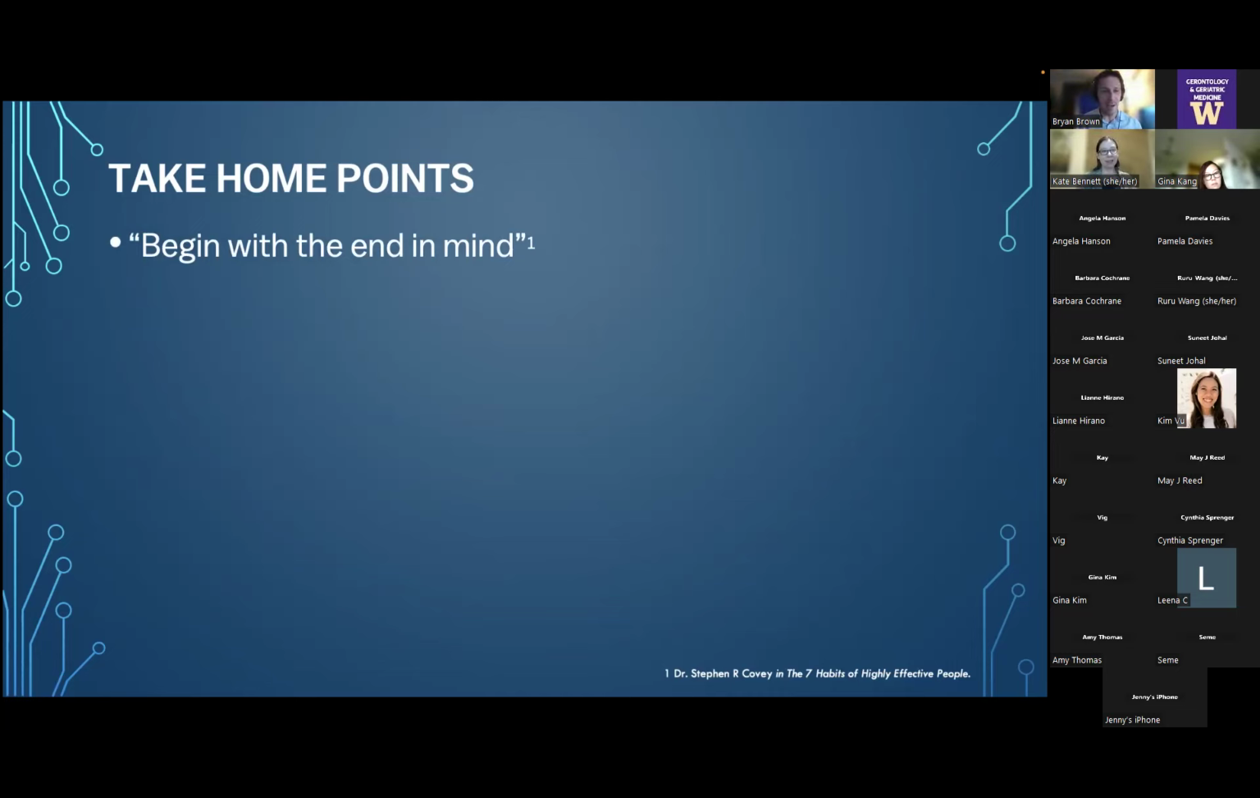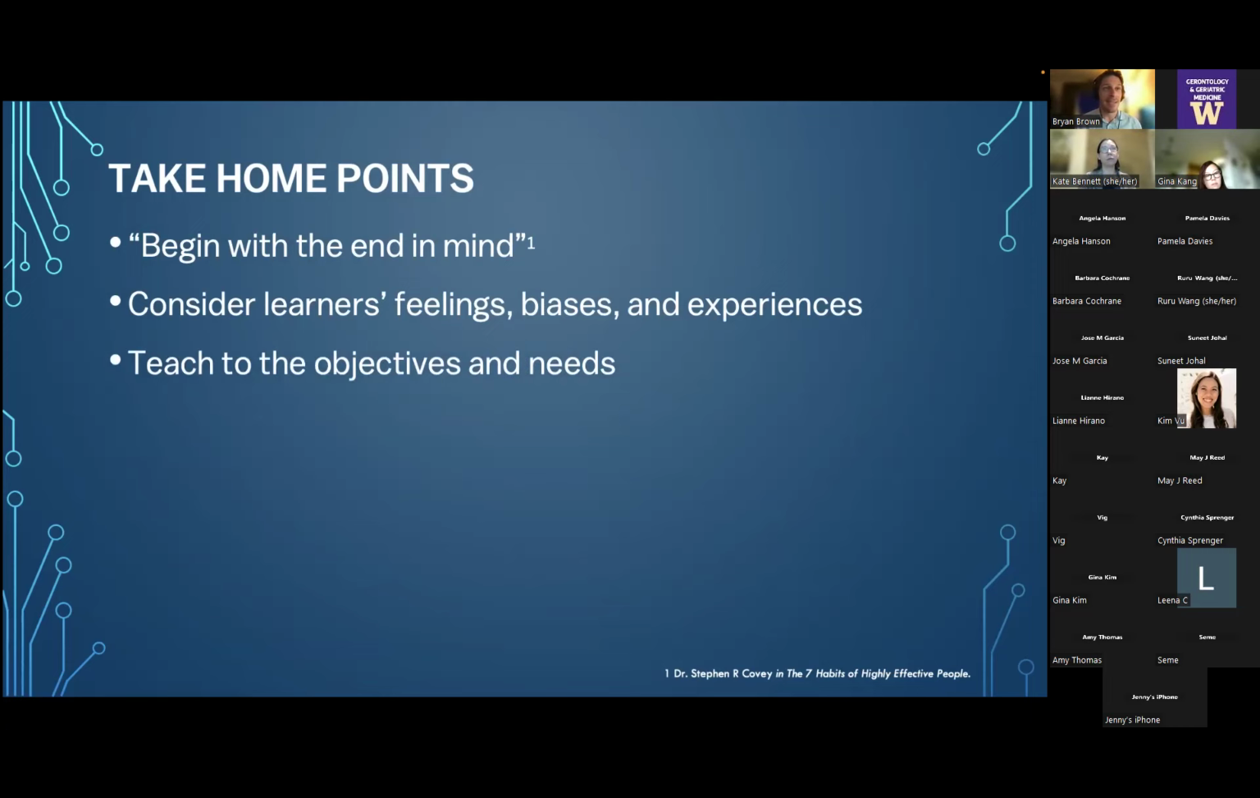But begin with the end in mind, which I think is a tip from 7 Habits of Highly Effective People. Consider learners' feelings, biases, and experiences. So especially for geriatrics, don't just focus on knowledge goals, think about attitudes. Teach to the objectives and the needs. Don't add fluff that's not relevant to those. Shiny ed tech does not equal effective ed tech.